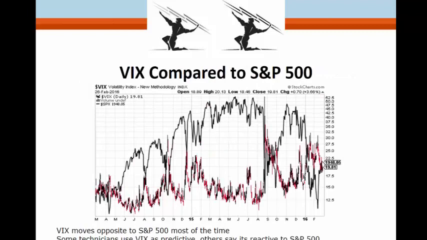We talked about it being the fear index, how it compares to the S&P 500. So VIX is the candlestick chart here, and the S&P is the gray line. So you can see as VIX declines, the S&P will go up. As VIX spikes, the S&P goes down. So they move inversely to each other.